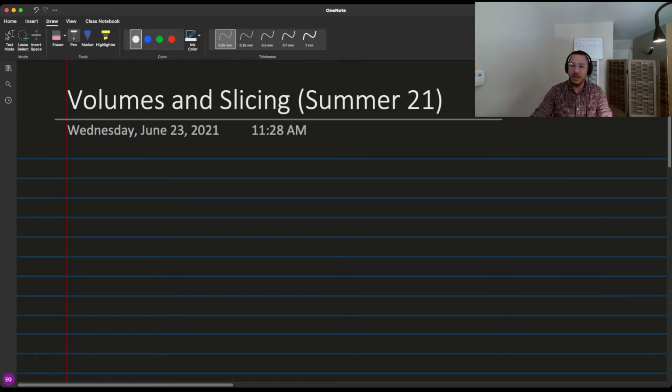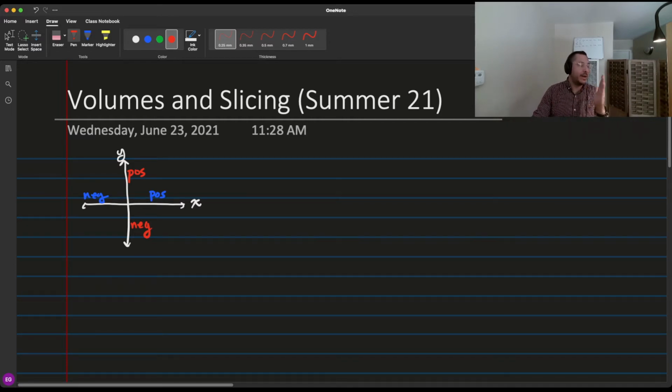So normally when we're doing our two-dimensional shapes, we have our Cartesian plane, which is our x and y axis. And I want to point out that the positive x's are to the right, the negative x's to the left, and for the y axis, positive is up and negative is down, right? So we're just talking about the positive x part of the axis, the positive y part of the axis, and so on.